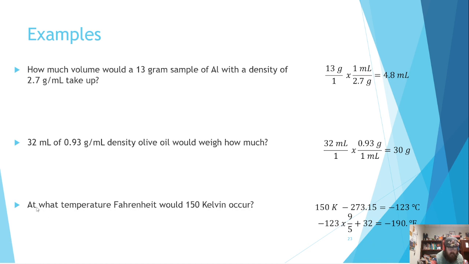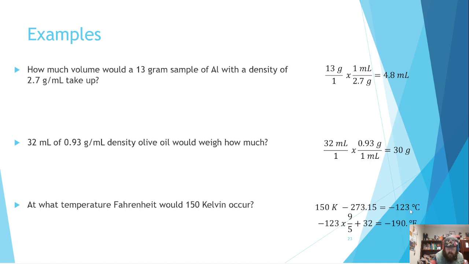Final problem: at what temperature in Fahrenheit would 150 Kelvin occur? Unfortunately, there is not a convenient way to turn Kelvin directly into Fahrenheit, so we must go through Celsius first. So the first step is to subtract 273.15 from my 150 Kelvin. When I subtract, I'll get negative 123 degrees Celsius.